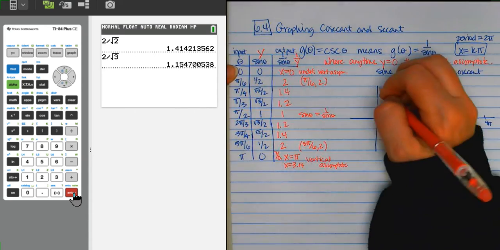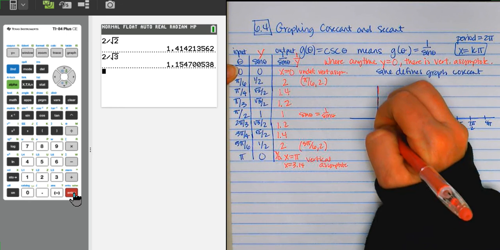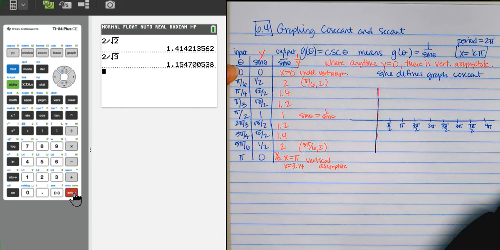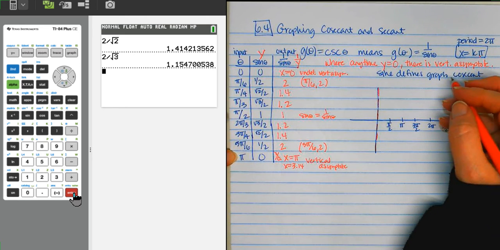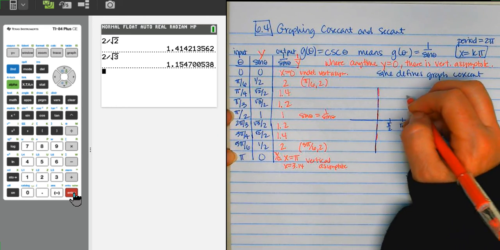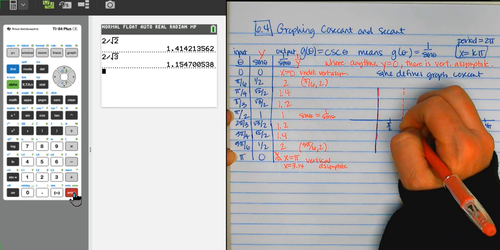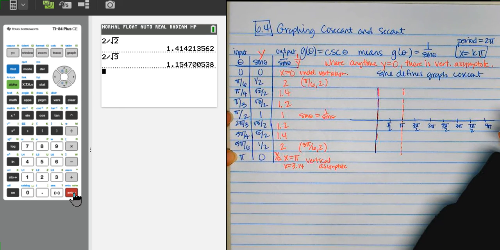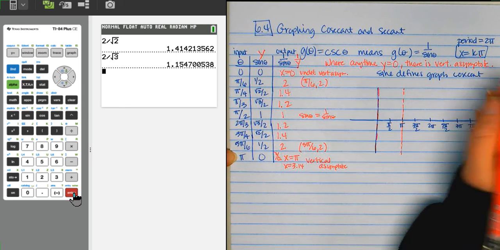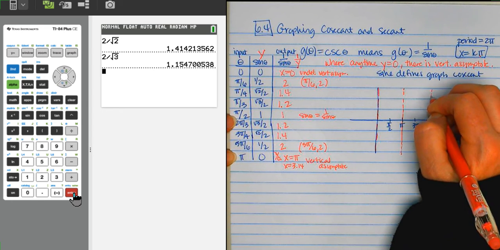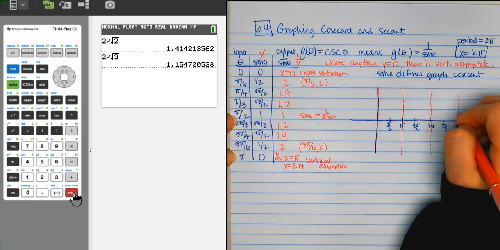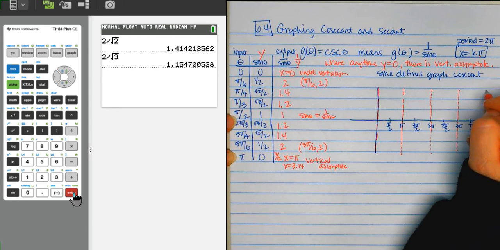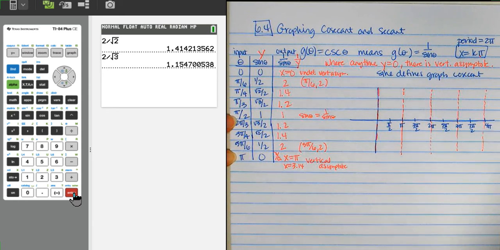Now at 0, I've got an asymptote. Here it is. It's a vertical line, x equals 0. It has to be a whole vertical line. And at pi, I have 1, and then it will go around again. I'll have one at 2 pi, and I'll have one at 3 pi. I'll have one at 4 pi.